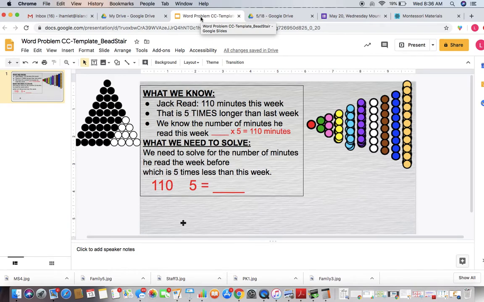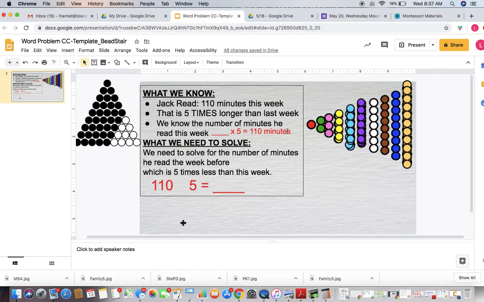Normally I would like to solve this with some beads, but I think I'm going to use the stamp game. However, there's some important information that we need to know. So first we have to ask ourselves, what do we know? Well, we know that Jack read 110 minutes this week, and that is 5 times longer than last week. So we know the number of minutes he read this week, and we could probably solve for last week by saying a number times 5 is 110 minutes.